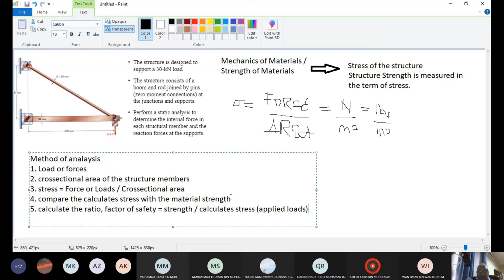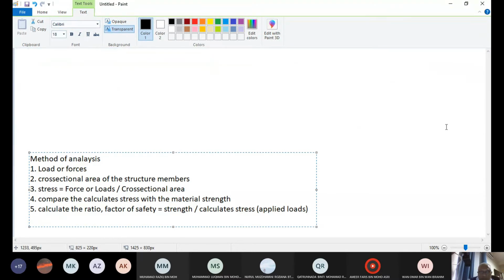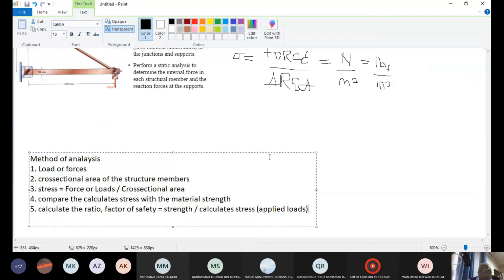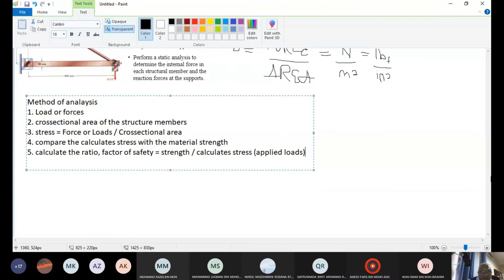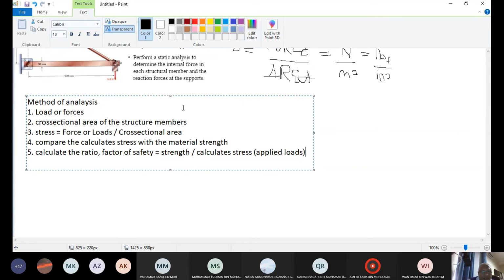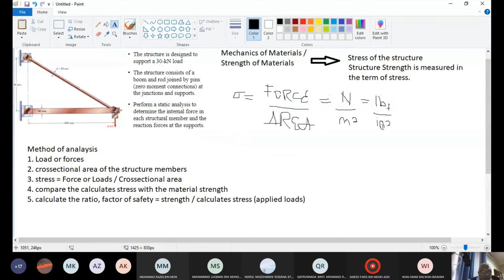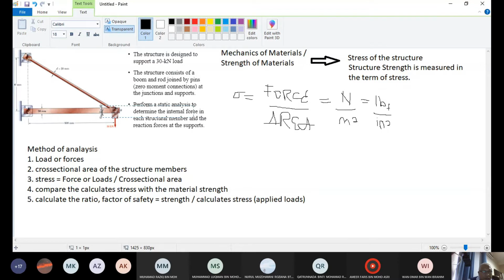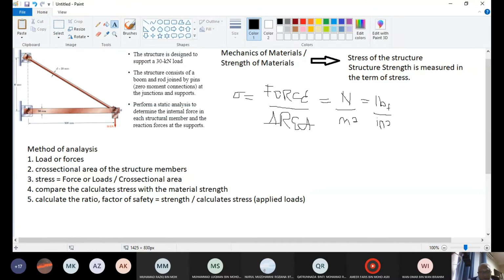So can anyone follow this? Yes, sir. Okay. Now let's look at this. Okay, let's look at the beam here again. So let me just get the beam out.